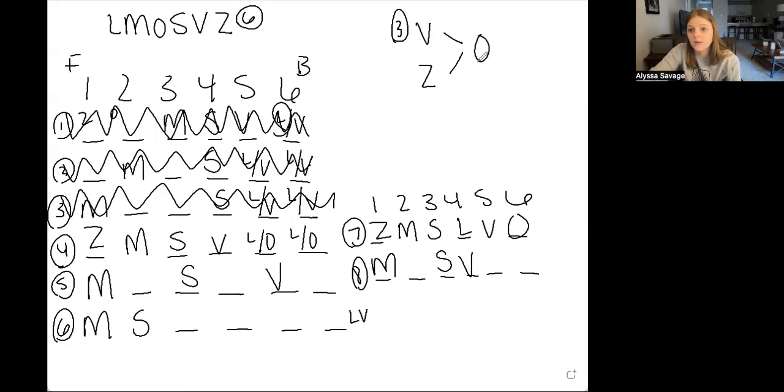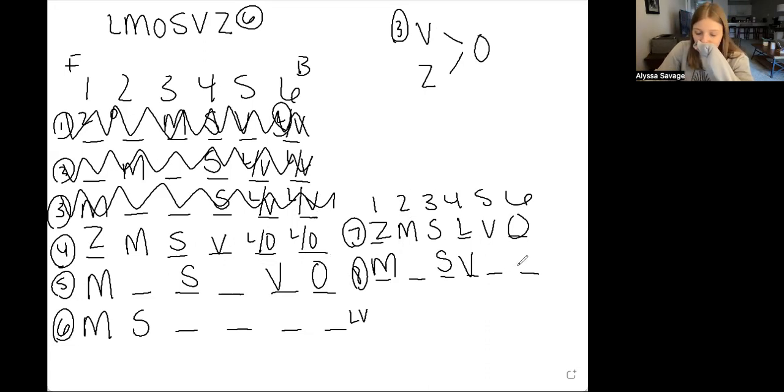Now I'm going to figure out where I can put O because that's my other variable. We know that V has to be before O. So if we look at world 5, that means that O can only go in 1 spot. In order for it to come after V, it has to be in my 6th spot.